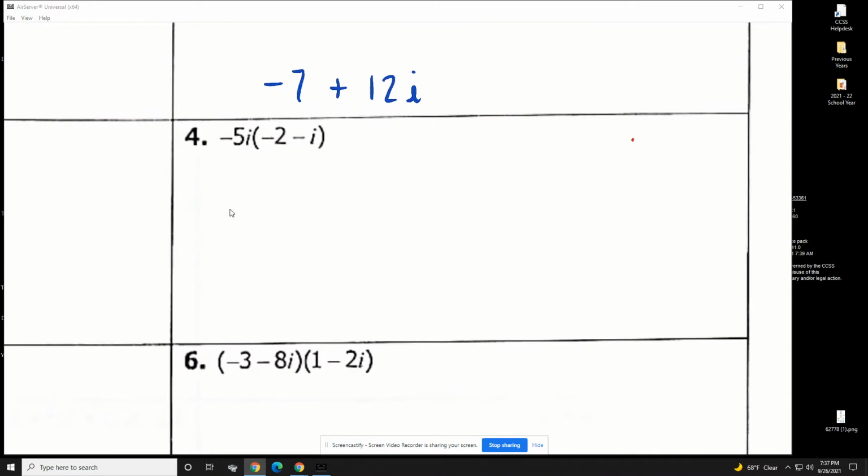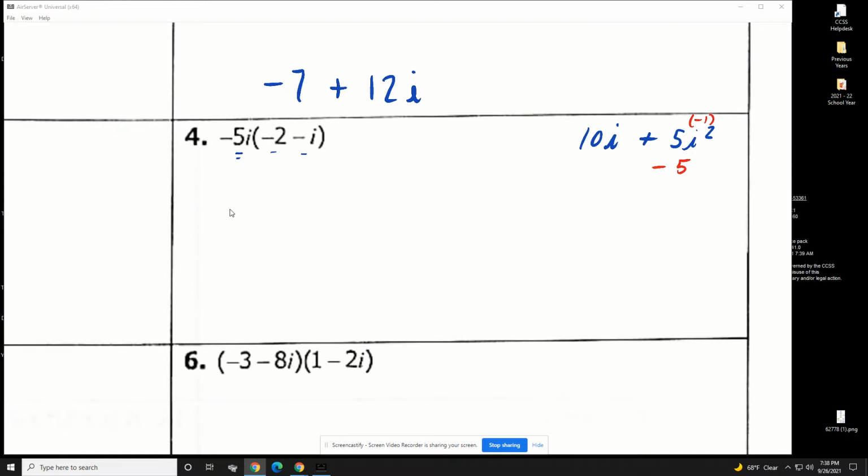Okay, here you were supposed to distribute. So you're supposed to do -5i times -2. Well, that's positive 10i. And then you are also supposed to do -5i times -i. So negative times negative turn positive. 5 times an understood 1 is still just 5. And then you've got i times i, which is i squared. And that's one of the things we've talked about recently, that i squared has a value of -1. So this actually turns into positive 5 times -1, which is -5.